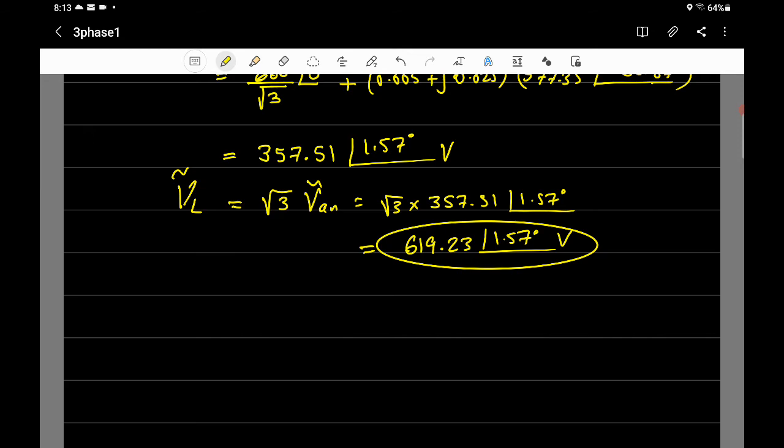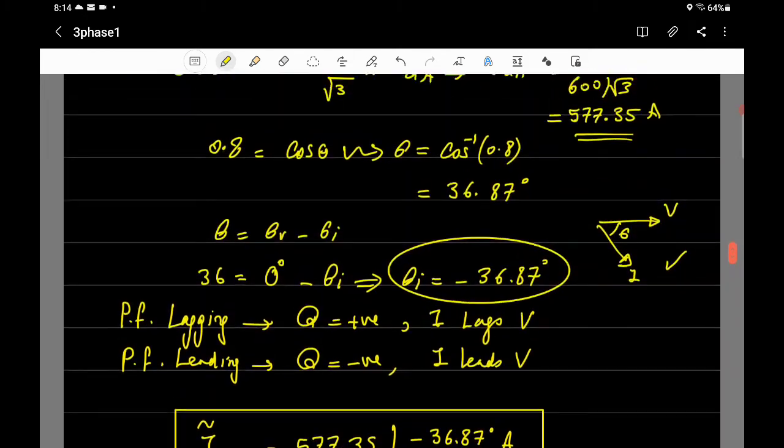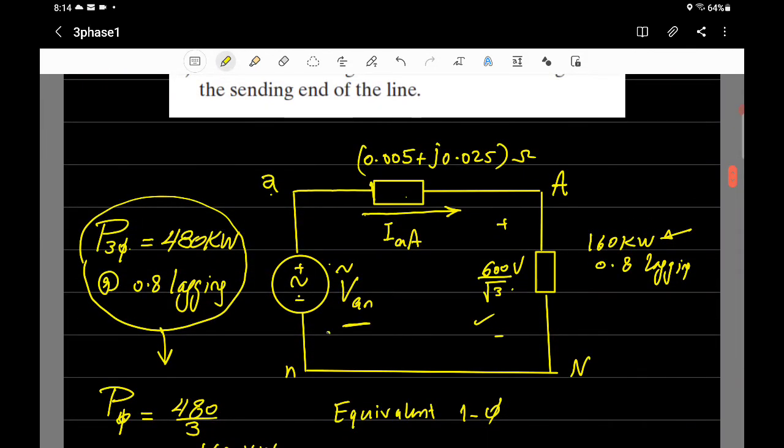Let me add just another requirement. Let's say, what if you are asked to find the power factor of the sending end of the line? What does it mean? It means you know the power factor of the load, but it's very important also to know the power factor at the source, at the sending end. We call the source the sending end. So how can you find the power factor?